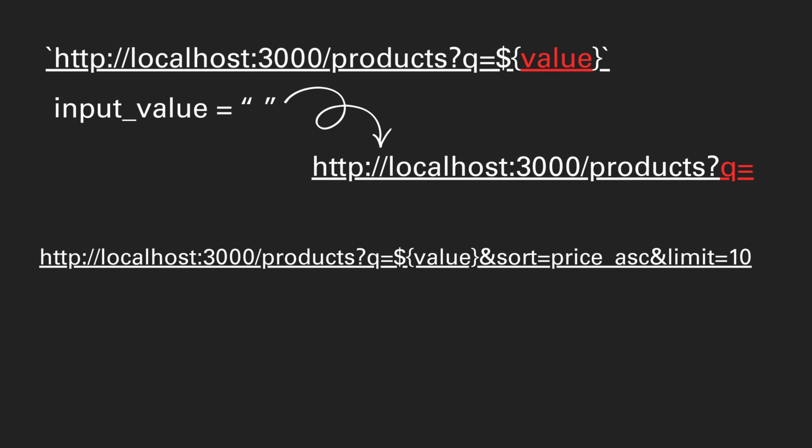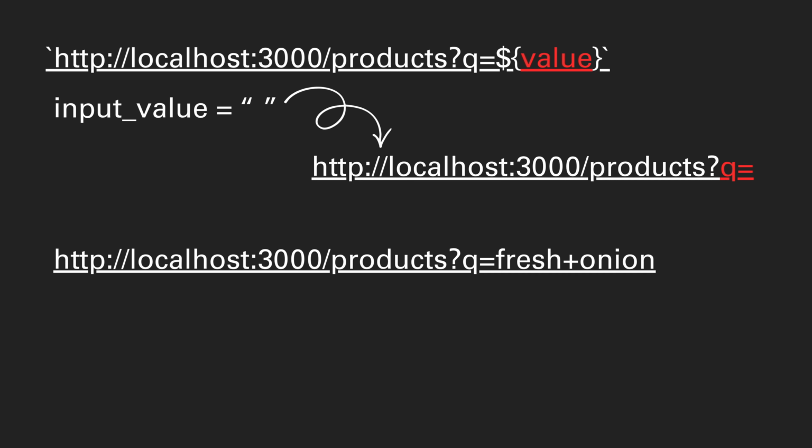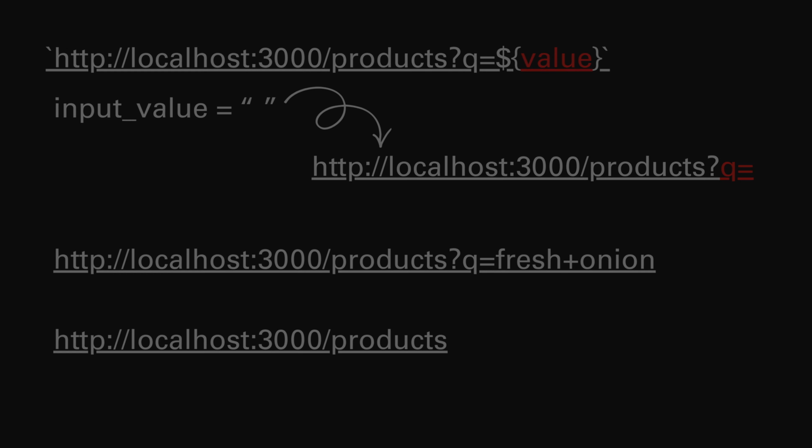There is one more reason. Suppose you have other filters in your URL like sort, limit or anything else. If you directly override the URL, you might accidentally remove those. So to avoid that, we use this approach, which safely updates only the queue parameter and keeps everything else intact. So when you search something, the URL looks like this, and when it's empty, it stays clean like this. And that's why this approach is better.